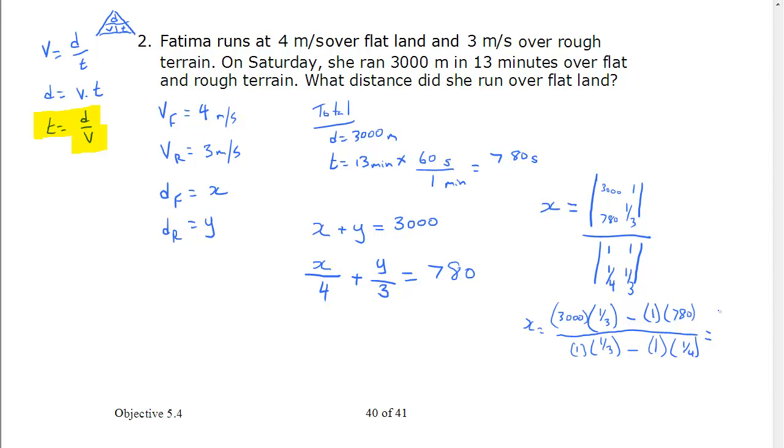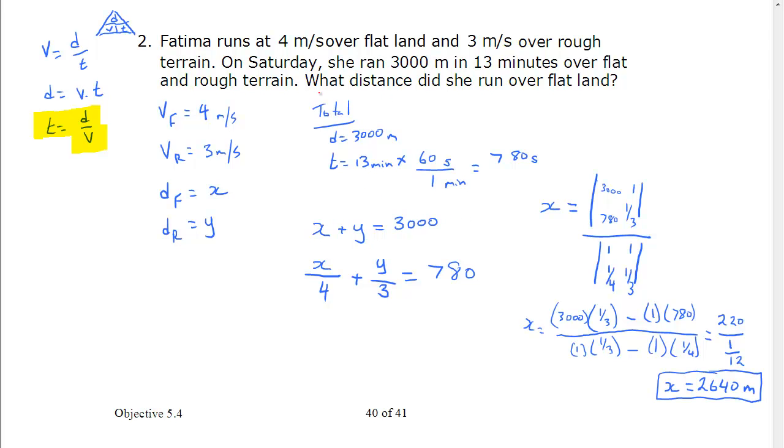The numerator then works out to 220. The denominator works out to 1 over 12. 220 divided by 1 over 12 is 2,640. And the units are meters. We've gotten x then, 2,640. We can find y by substituting x in here and subtracting from 3,000 to get y.